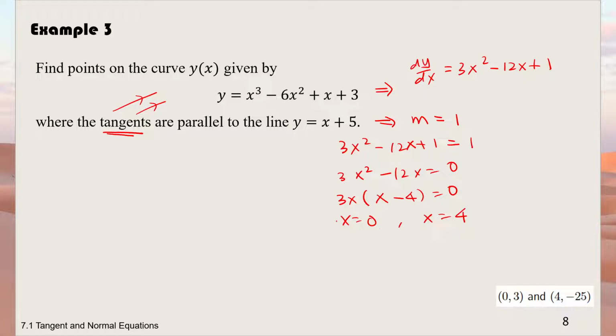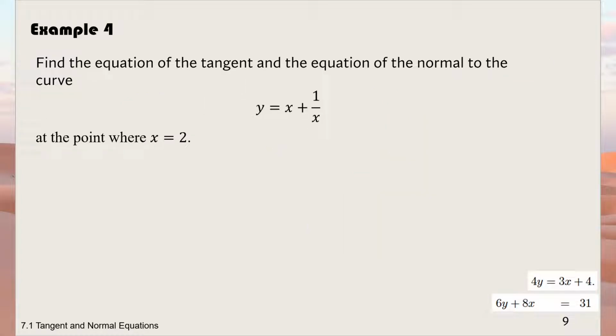When my x equals 0, I substitute into the original equation. So my y equals 3. And substituting 4 into here, my y will become negative 25. So I have two different values for my point.